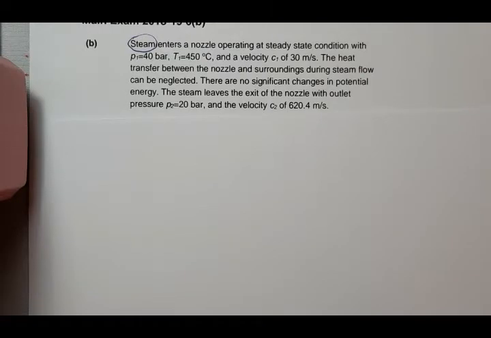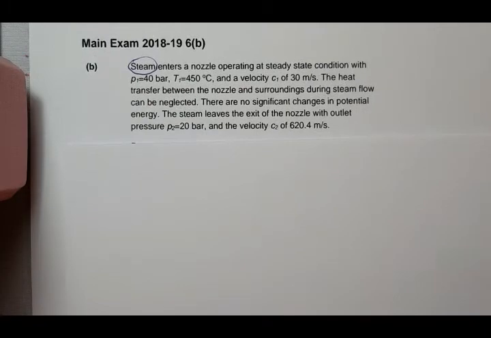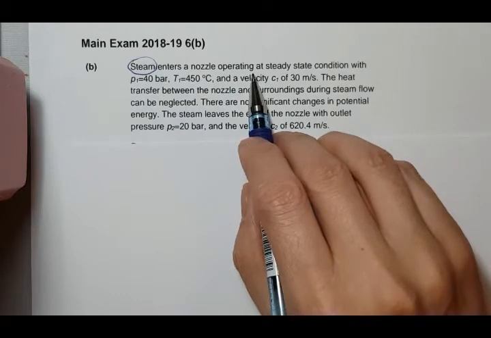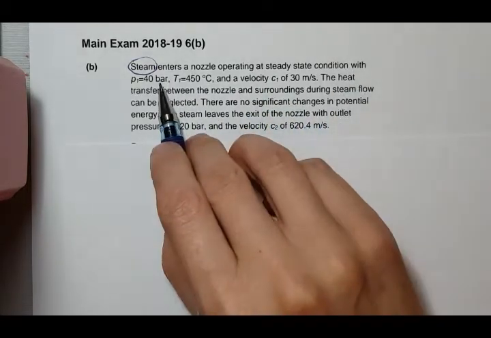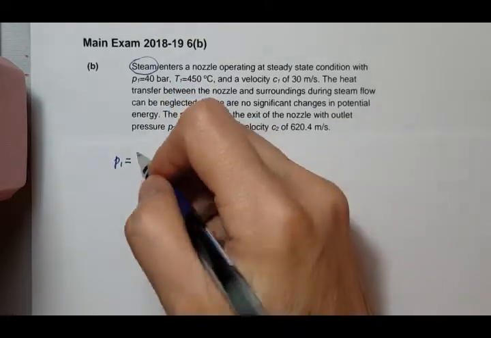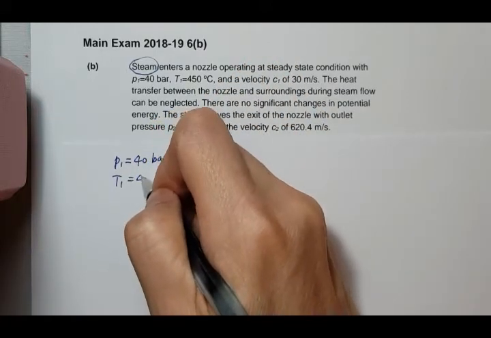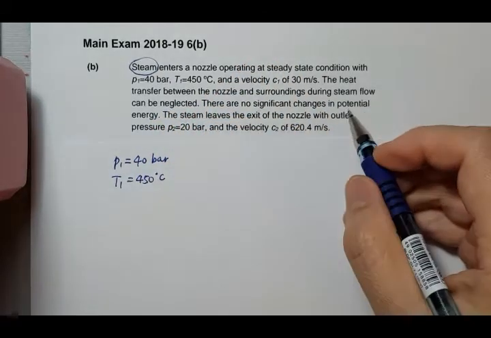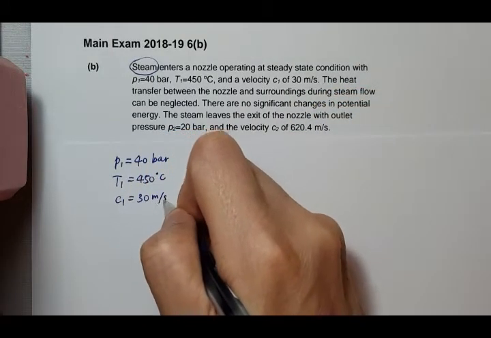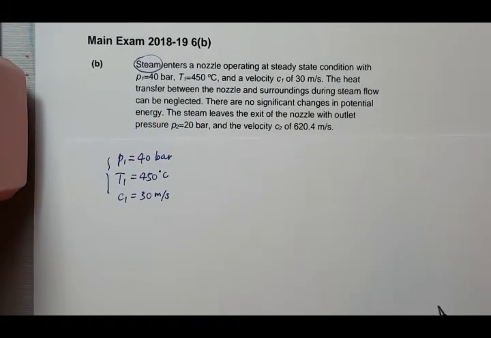Again I'm going to make a list of all the information I can get from this question. First of all, the steam enters the nozzle operating at a steady state condition with P1. So we know P1 is 40 bar, T1 is 450, velocity C1 is 30 meters per second. These are all the inlet variables.